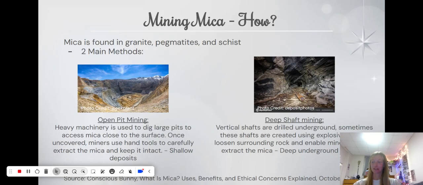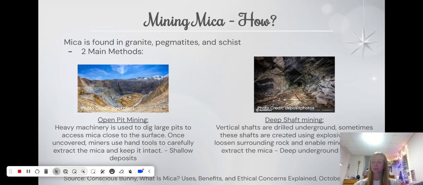But how is mica mined? Rock-forming mica minerals are most found in granite, pegmatites, and schist. And mica is mined in 2 main methods: open pit mining and deep shaft mining. With open pit mining, heavy machinery is used to dig large pits to access mica close to the surface. Once uncovered, miners use hand tools to carefully extract the mica and keep it intact. This method is often used for shallow mica deposits.